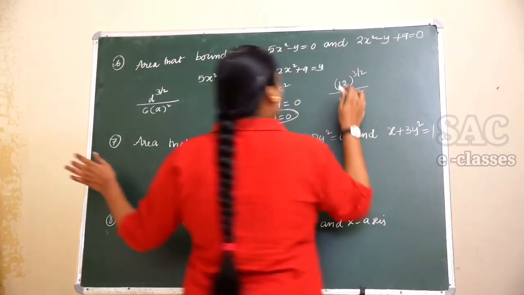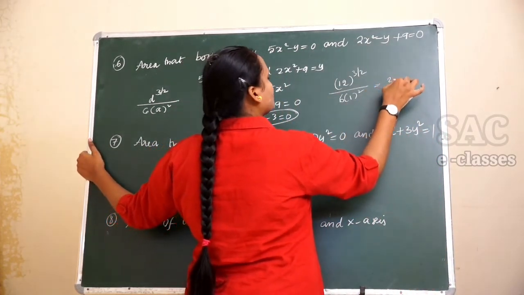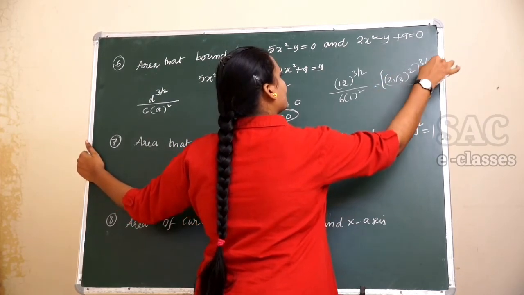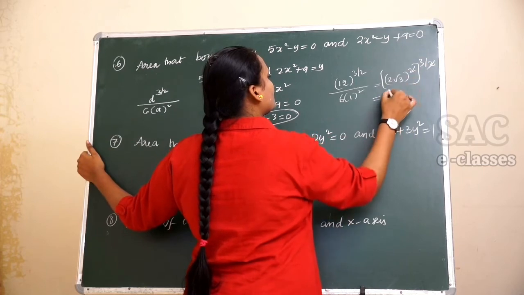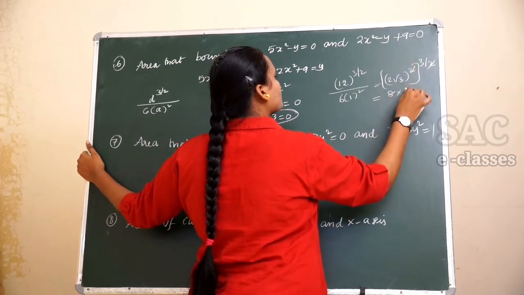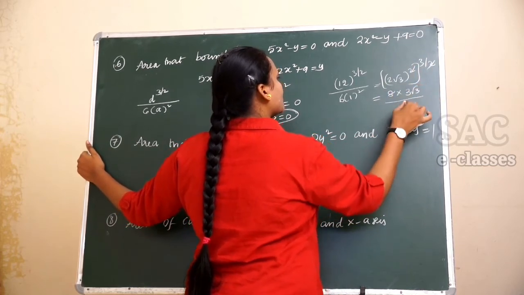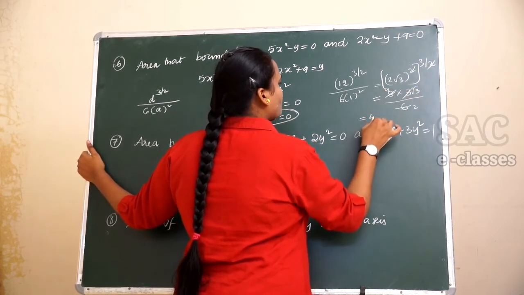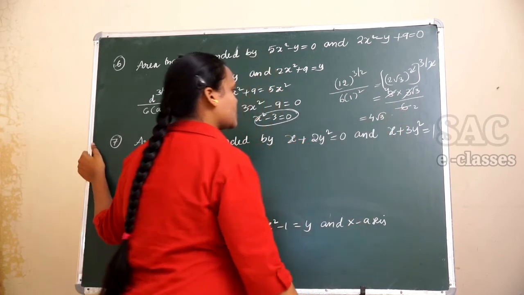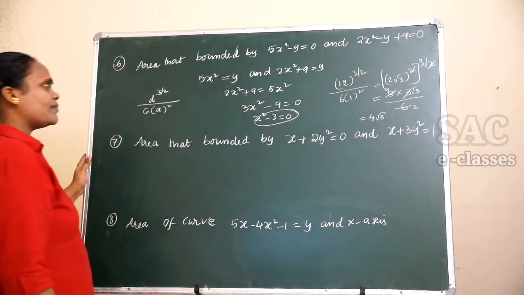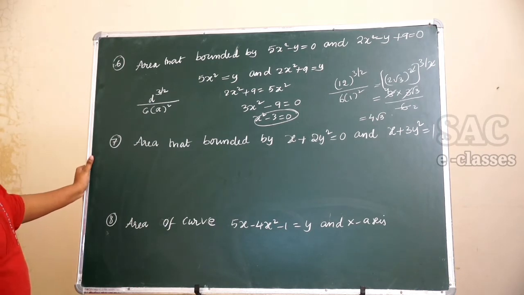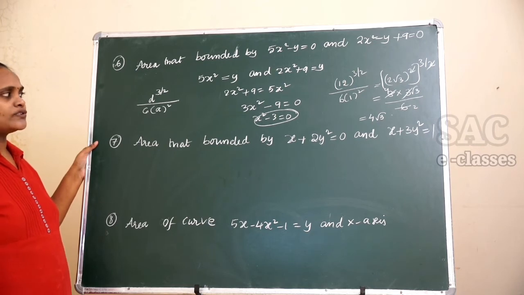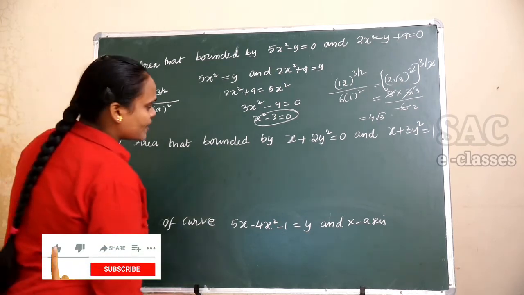You know 12 to the power 3 by 2 can be expressed as (2 root 3) squared, to the power 3 by 2. So 2 cubed is 8, root 3 cubed is 3 root 3, divided by 6. Under simplification, we get 4 root 3 square units. The area enclosed by the two parabolas 5x squared minus y equal to 0 and 2x squared minus y plus 9 equal to 0 is 4 root 3 square units.